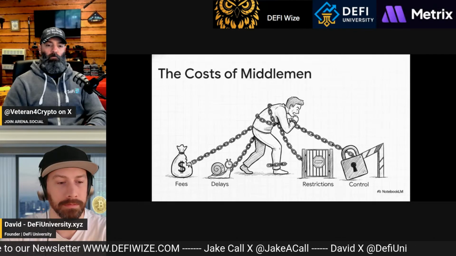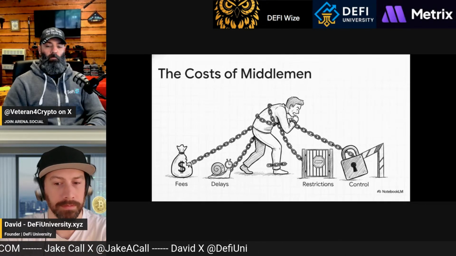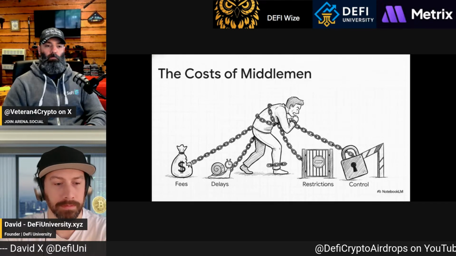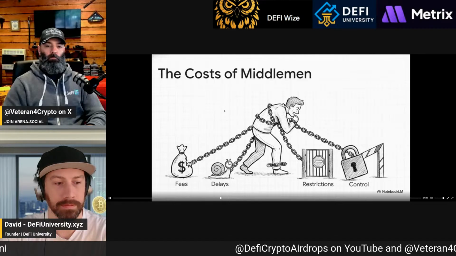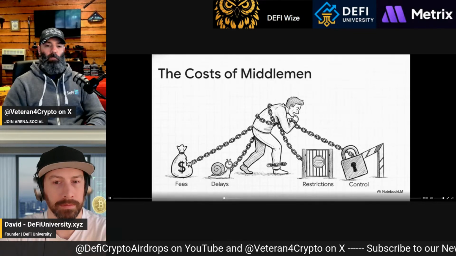There are fees, both the ones you see and the ones you don't. There are delays, like waiting 3 days for a bank transfer to clear. There are restrictions on who can even join the system in the first place. And maybe the biggest one of all is control. At the end of the day, they can freeze your funds if they decide to.